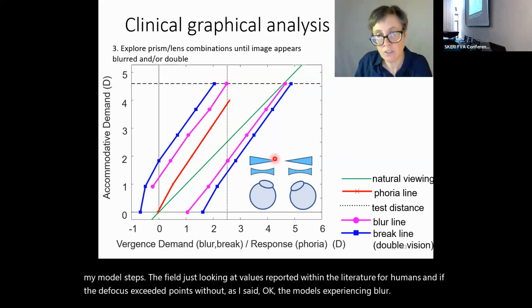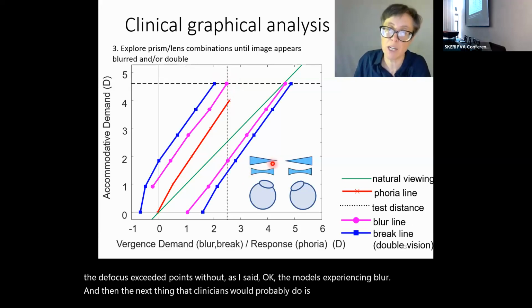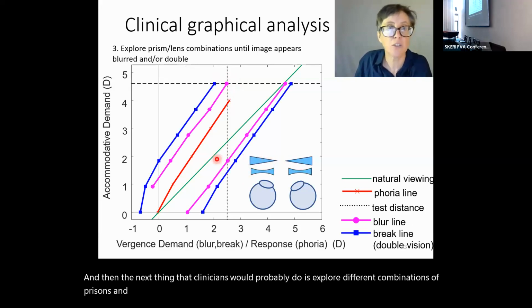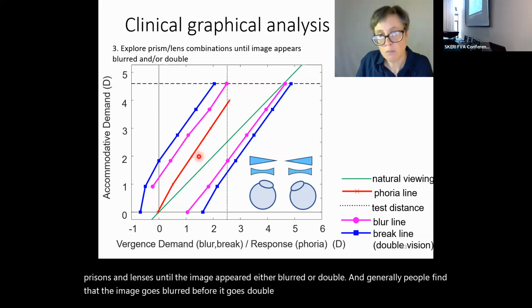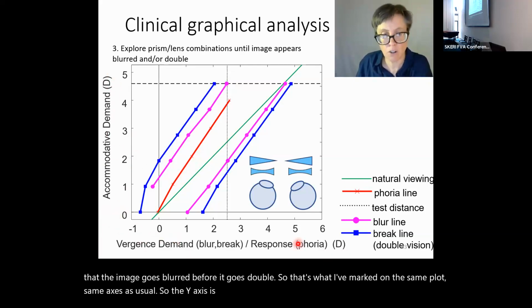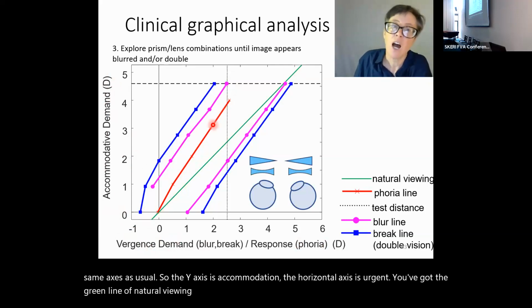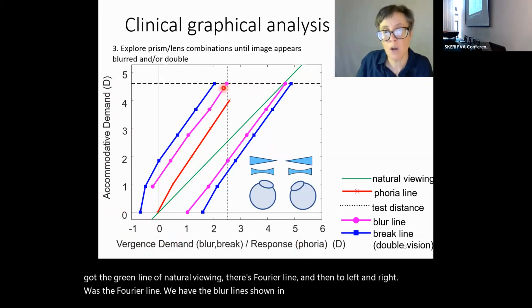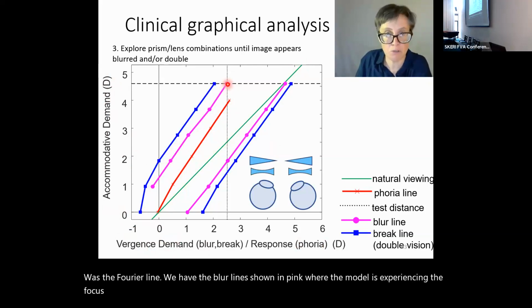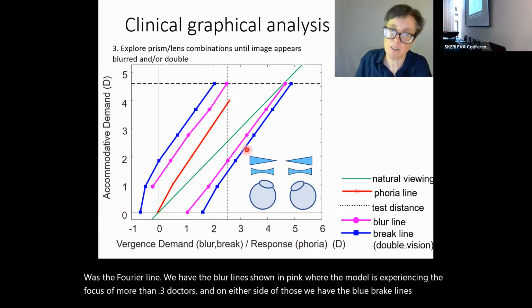And then the next thing that clinicians would probably do is explore different combinations of prisms and lenses until the image appeared either blurred or double. And generally people find that the image goes blurred before it goes double. So that's what I've marked on this same plot, same axes as usual. So the y-axis is accommodation, the horizontal axis is Vergence, you've got the green line of natural viewing, the red Fourier line, and then to left and right of the Fourier line, we have the blur lines shown in pink, where the model is experiencing defocus of more than 0.3 diopters. And on either side of those, we have the blue break lines, where the model experiences diplopia.